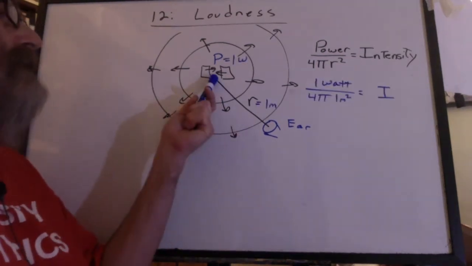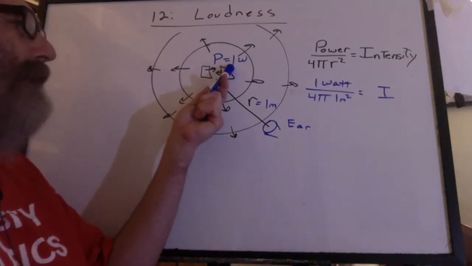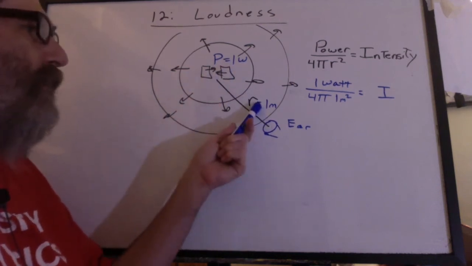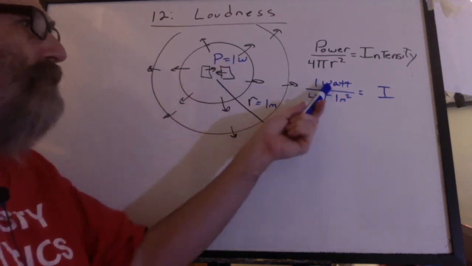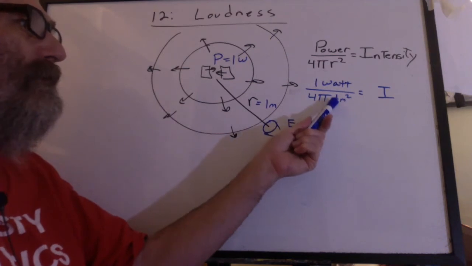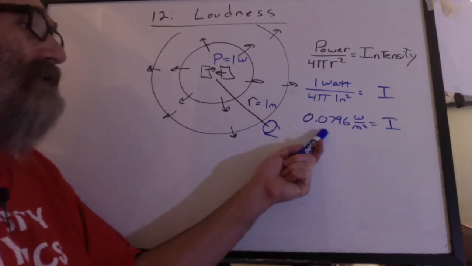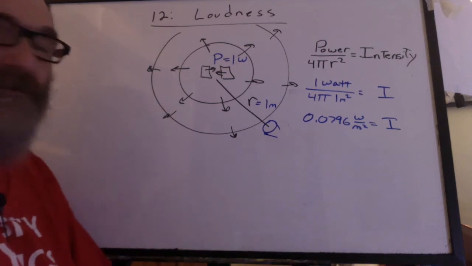So let's say the sound source continuously produced 1 watt of power. We were 1 meter away from that source. Then we would plug 1 watt here, 1 meter here. We have to square this, and we get 0.0796 watts per meter squared.